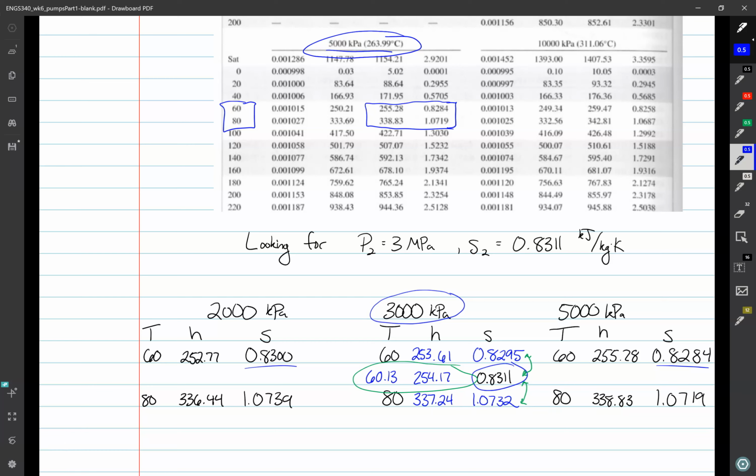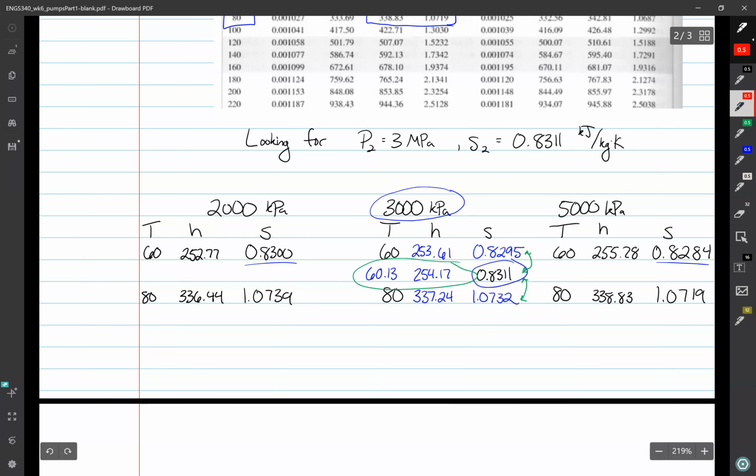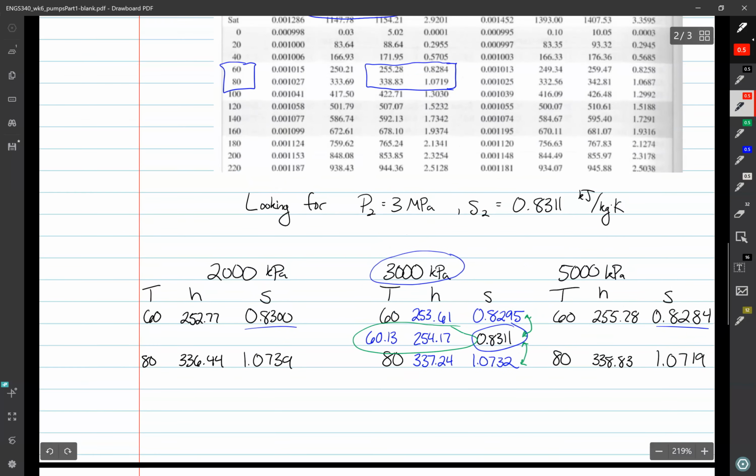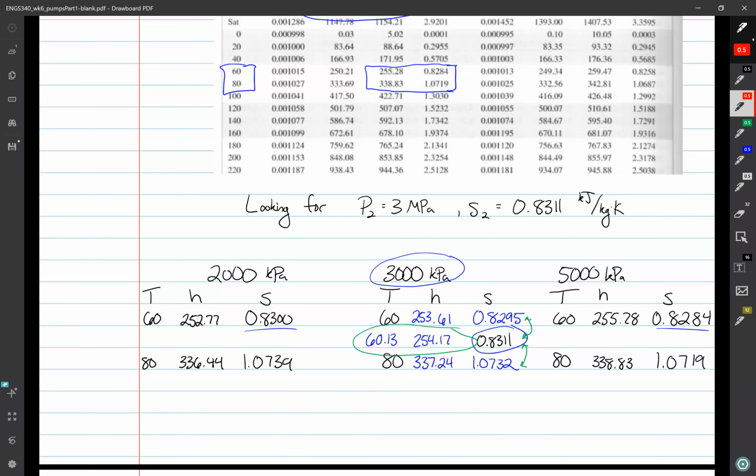So you can see, even without me actually plugging in the numbers while I'm talking about this, I did that beforehand, we have to do quite a few interpolations. If we count them, 1, 2, 3, 4, 5, 6 different interpolations in order to get our two values: 60.13 for our temperature and 254.17 for our enthalpy. Quite a bit of legwork, certainly a lot of area for some mistakes. If you really want to check your interpolation skills, pause the video, hide all this and see if you can find the same values that I did for temperature and enthalpy.